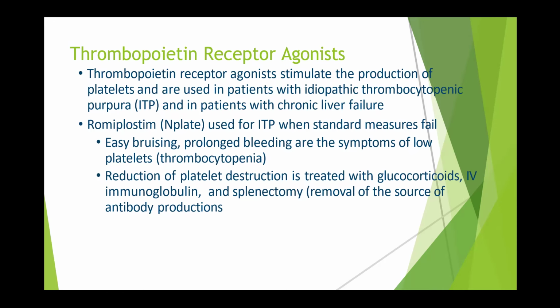Reduction of platelet destruction is treated with glucocorticoids, IV immunoglobulin, and or a splenectomy, which is the removal of the source of the antibody production. So in other words, if platelet destruction is occurring, then we can treat that by giving them steroids or IVIG, IV immunoglobulin, and taking out their spleen, because the spleen is where the antibodies are produced.